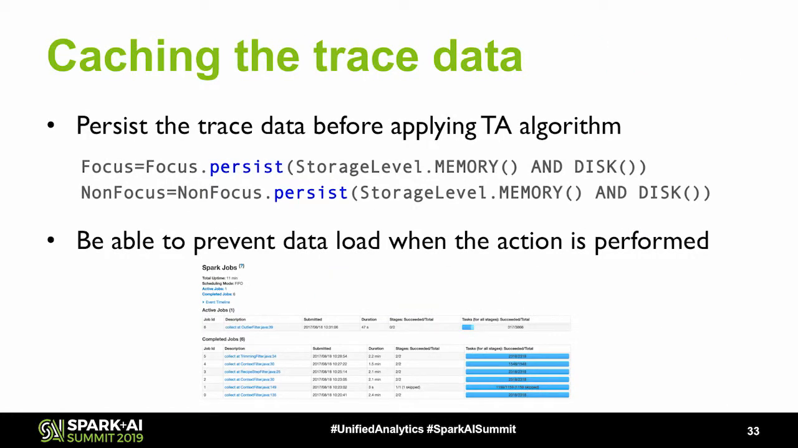Since we used the collect method too many times, we have to cache the trace data to prevent fetching the data from disk whenever the action command is performed. So we persist the Java objects of trace data to disk level so that we can prevent data loading. As you can see in this screenshot, if we do not cache, Spark tries to fetch the data from disk whenever the action is performed.